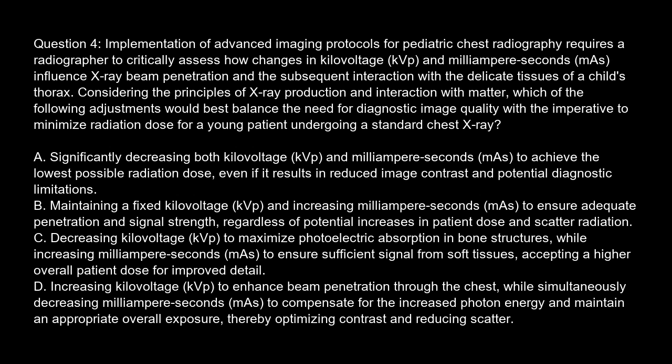Option C. Decreasing kilovoltage, kVp, to maximize photoelectric absorption in bone structures, while increasing milliampere-seconds, mAs, to ensure sufficient signal from soft tissues, accepting a higher overall patient dose for improved detail. Option D. Increasing kilovoltage, kVp, to enhance beam penetration through the chest, while simultaneously decreasing milliampere-seconds, mAs, to compensate for the increased photon energy and maintain an appropriate overall exposure, thereby optimizing contrast and reducing scatter.